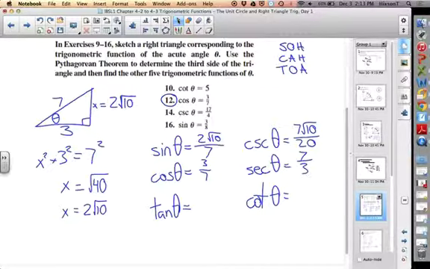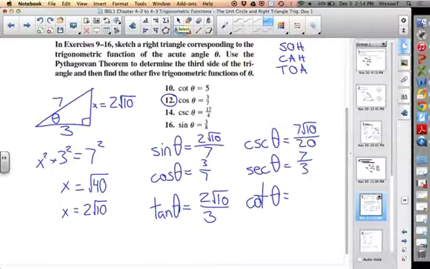All right, so then what's tangent? Sine over cosine. 2 root 10 over 3. And then cotangent would be? Good. All right, and that's it.